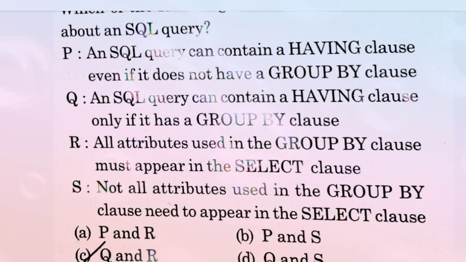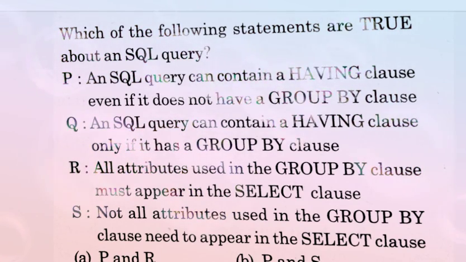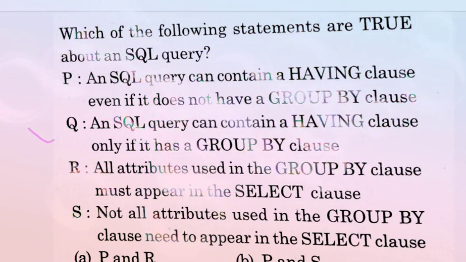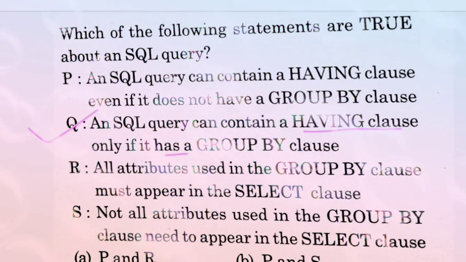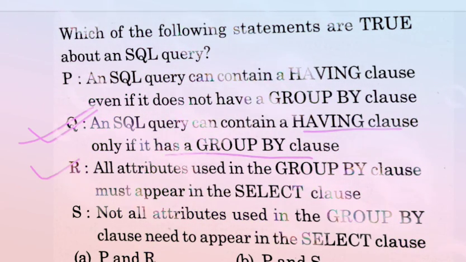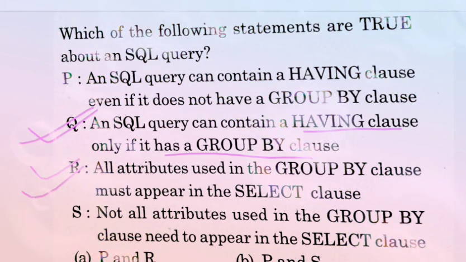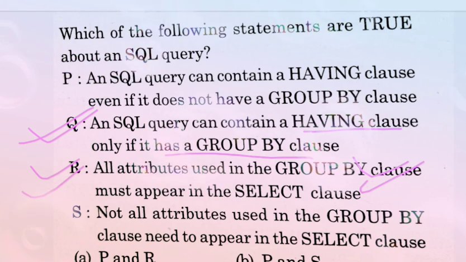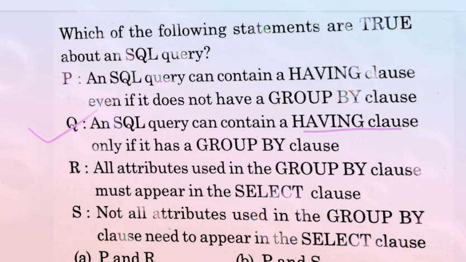Based on the given options, Q and R is the correct answer. Why? Because we know that an SQL query contains a having clause only if it has a group by clause, so Q is a true statement. And R is also correct: all attributes used in the group by clause must appear in the select clause. Without a select clause, group by is not possible. So option C, Q and R, is the correct answer. Now come to the next question.